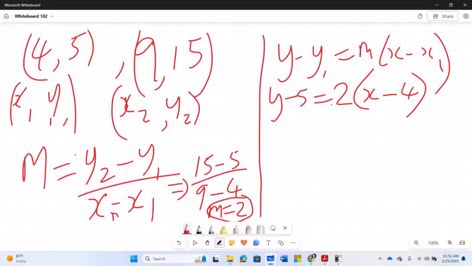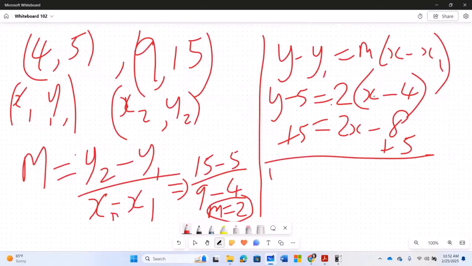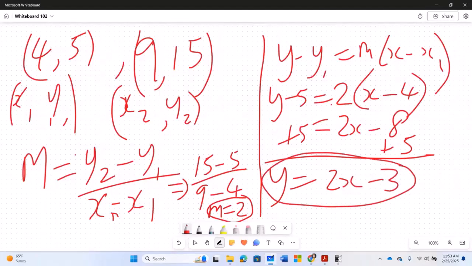We distribute 2 on the right-hand side, so we have 2x minus 8. We add 5 on both sides. So we have the equation is y equals 2x minus 3. So this is the equation.